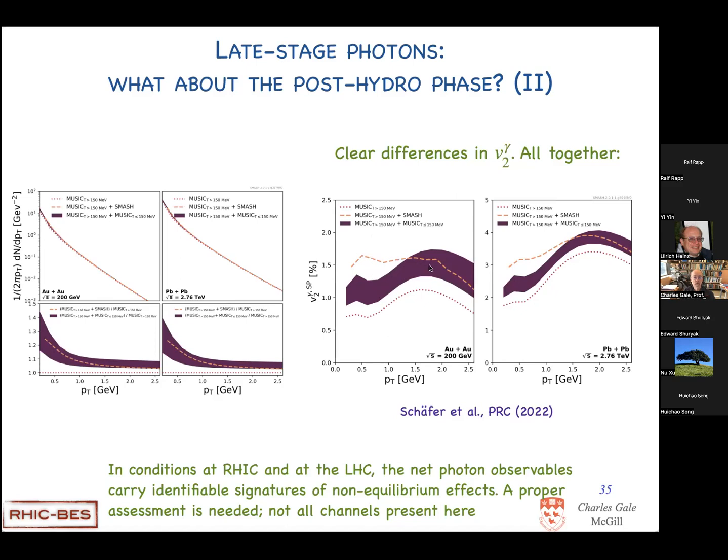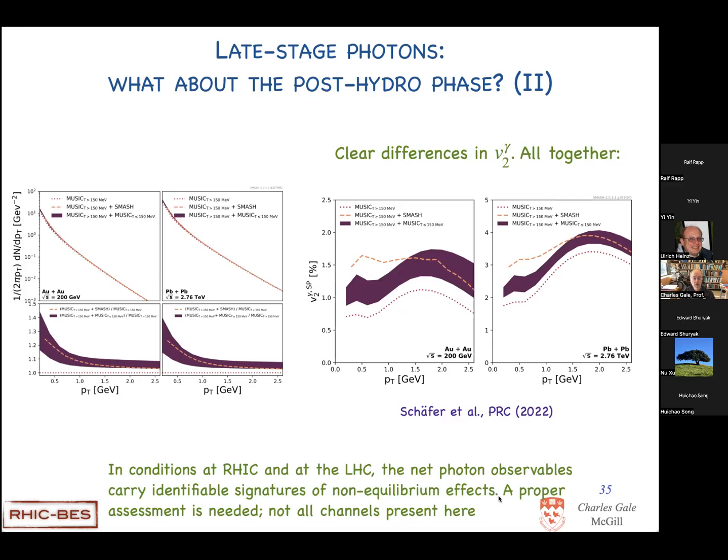This difference is not completely under control, in the sense that we know it's due in part to the fact that SMASH does the right thing. That is, it is a statistical model, so it does kinematic decoupling. Okay, so the particles decouple on their own. You don't need to do things like Cooper-Frye, for example. It depends on the nature of the cross-section. So there's some dynamical decoupling that's provided by SMASH. So that's one part of the answer.